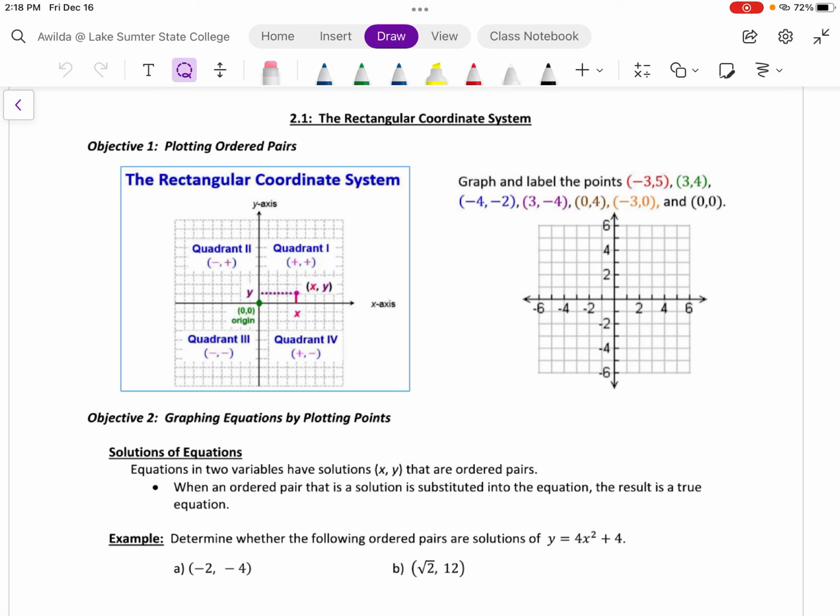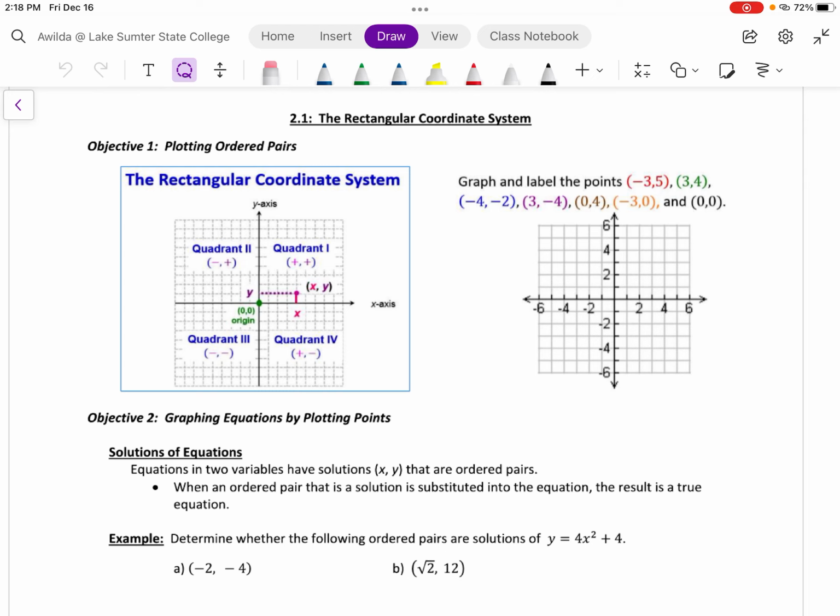In section 2.1, we're going to review the rectangular coordinate system as well as talk about what it means to be a solution to an equation. We'll also review how to calculate the midpoint of a line segment and how to compute the length of a line segment, otherwise known as the distance formula.